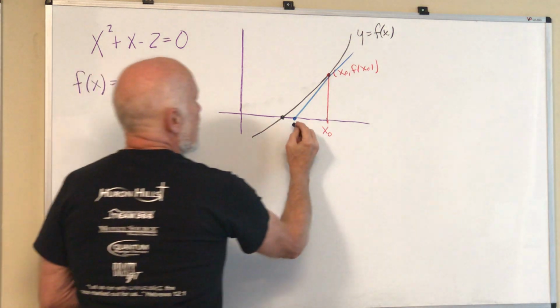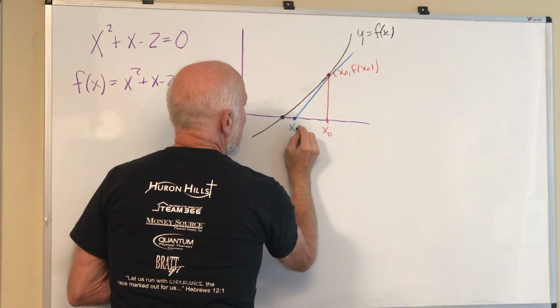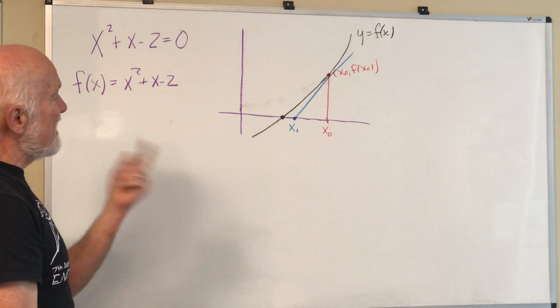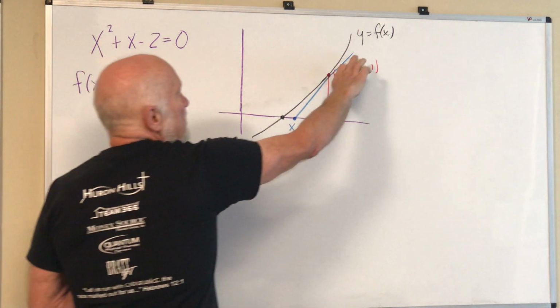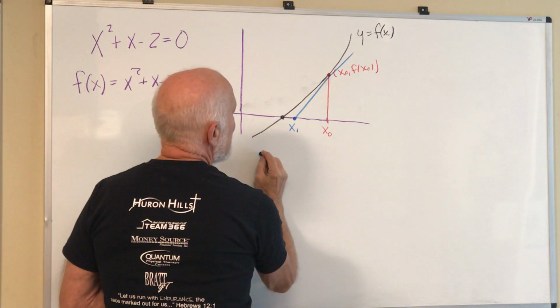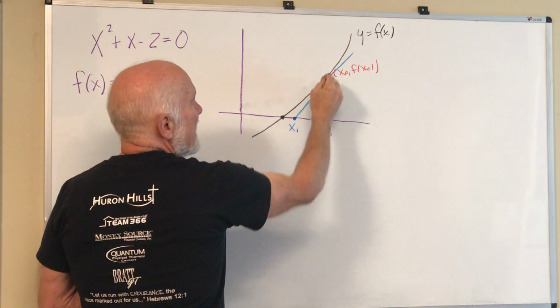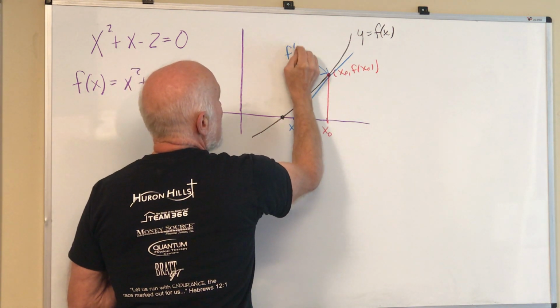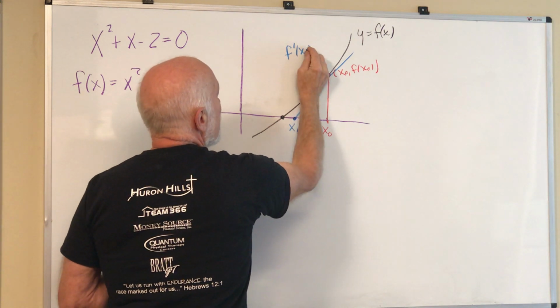But he called this point x sub 1. So he said, the first thing I have to do to find x sub 1 is find out what this tangent line is. So he said, I got a point, and I know my slope right here is going to be f prime of x sub 0.